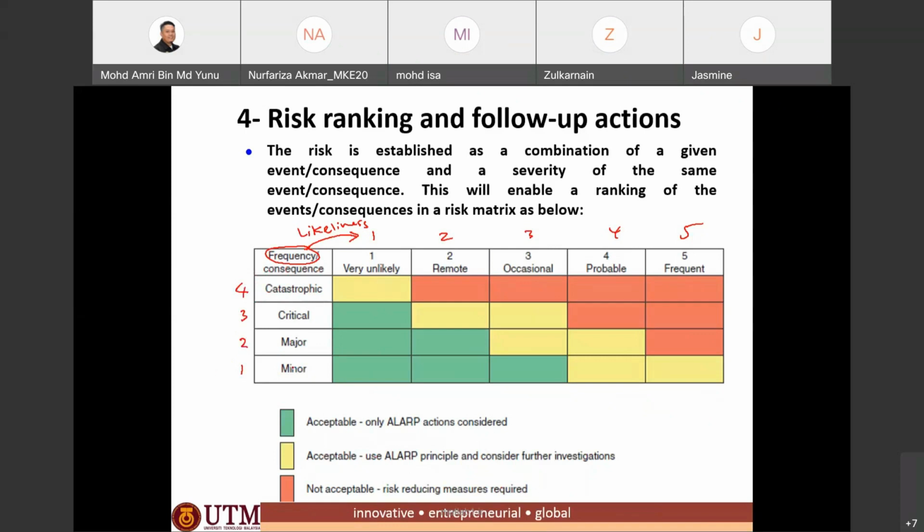Okay, so this is the level. Minor, for example, will cause damage. Okay, minor damage. Okay, major, like cause injuries.